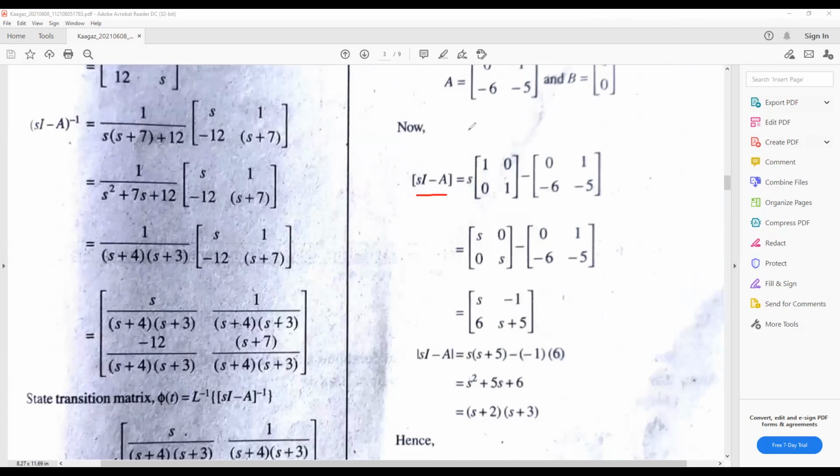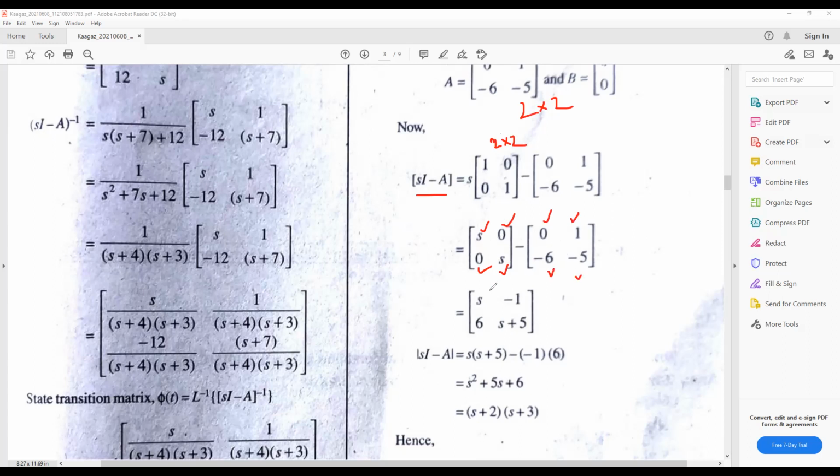sI minus A, where A is a 2 by 2 matrix. Assuming the identity matrix is also 2 by 2, that is 1, 0, 0, 1. So sI is s, 0, 0, s, minus A, which is 0, 1, minus 6, minus 5.